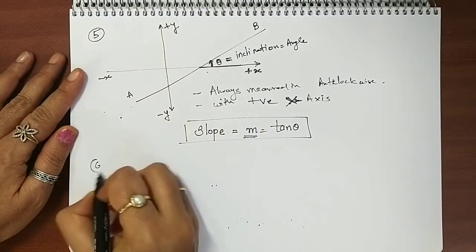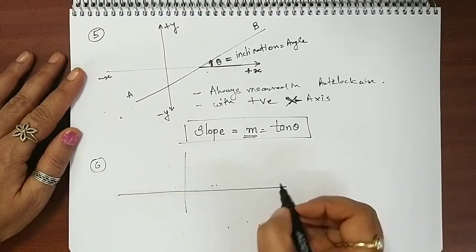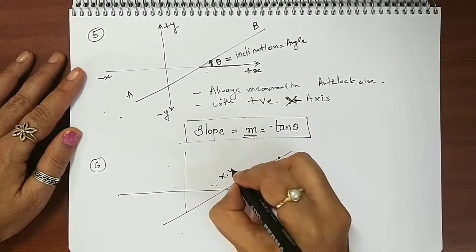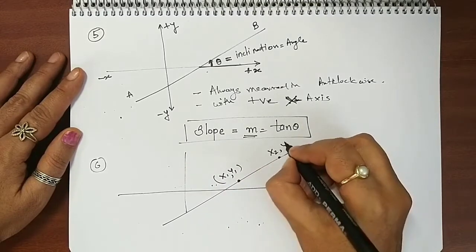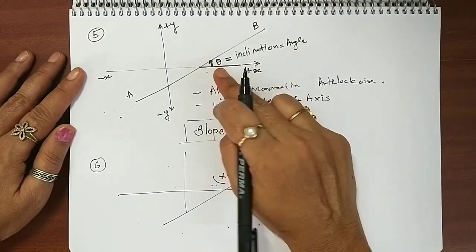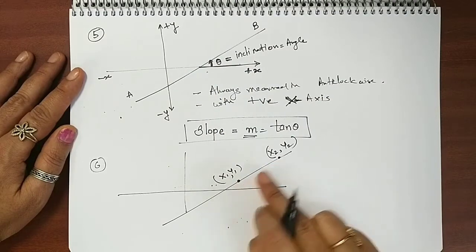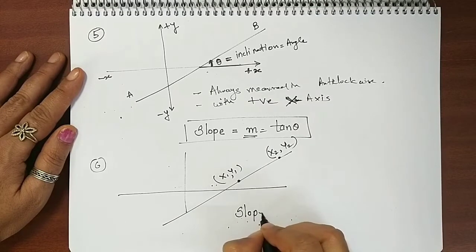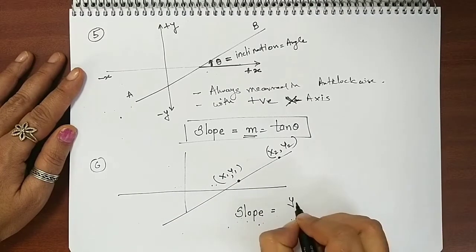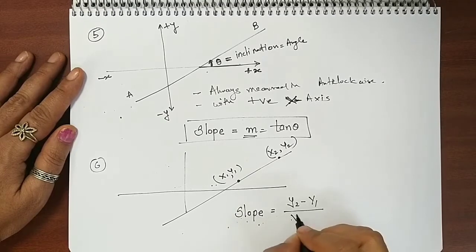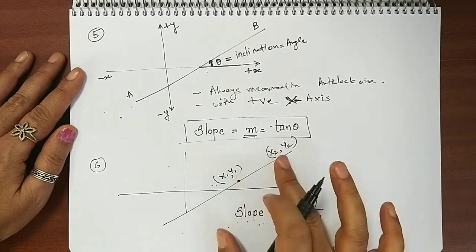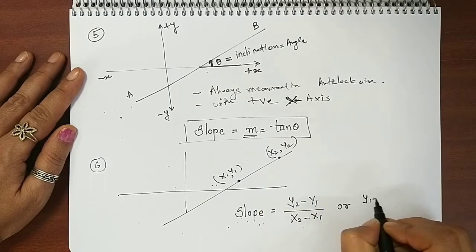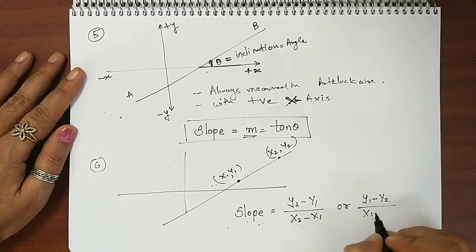Okay. Next formula is, for some given line, suppose instead of giving angle, they have given 2 points. Say x1, y1 and x2, y2. Instead of giving inclination angle, they have given 2 points. And we are still interested to know what is the slope. So slope is given as y2 minus y1 by x2 minus x1. I am picking up these values from here. Or you can also write y1 minus y2 by x1 minus x2.